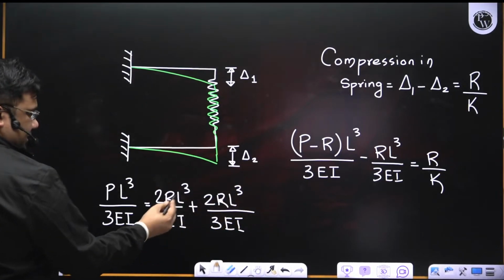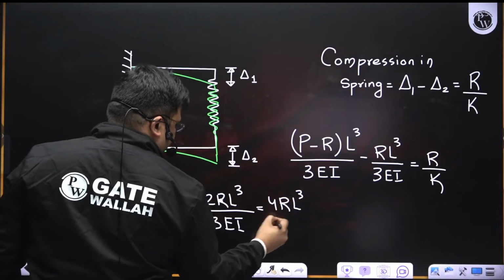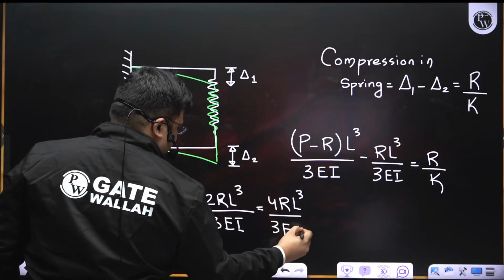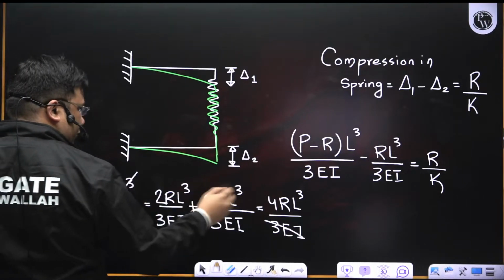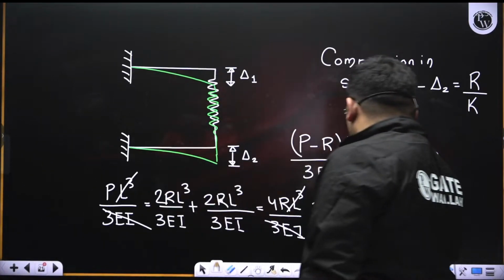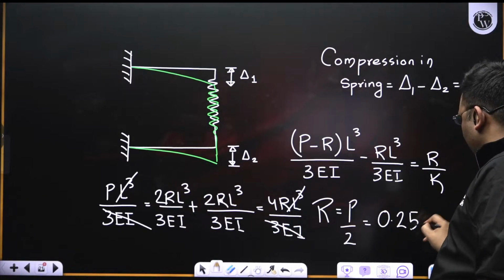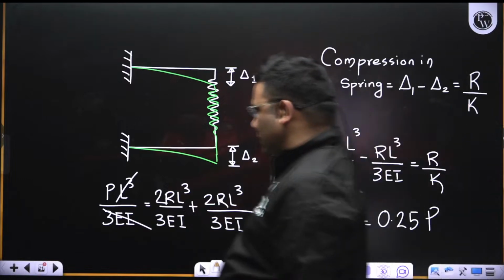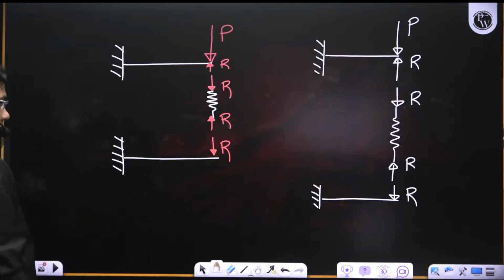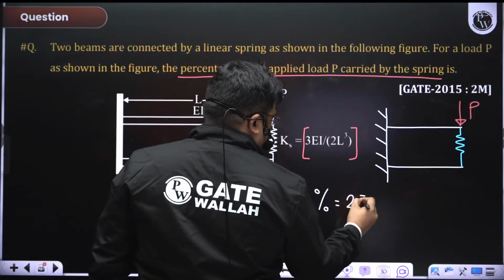Now see, this term is same, so I can make it 4RL cube by 3EI. Now 3EI gets cancelled, L cube gets cancelled, R becomes P by 2, that is equal to 0.25 P. So how much percentage? 25%, right? So this becomes 25%.